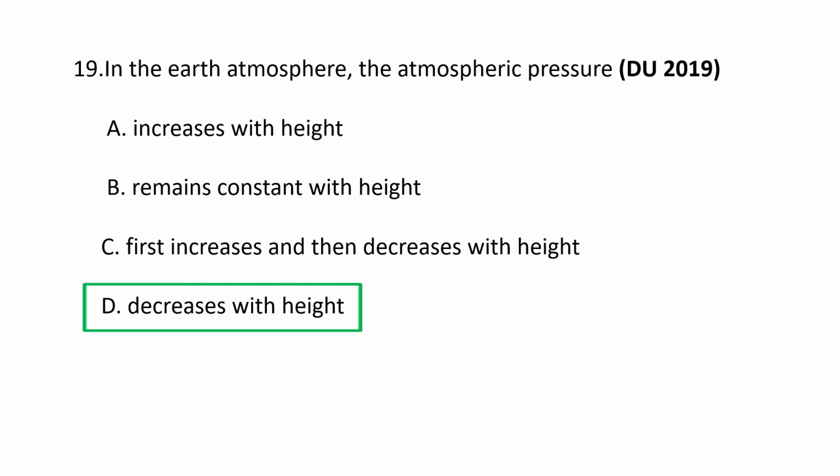Decreases with height. Atmospheric pressure decreases with increasing altitude in Earth's atmosphere. This is because air is denser closer to the Earth's surface due to gravity, and the weight of the air above exerts pressure on the air below. And as we go higher, there is less air above, resulting in lower air density and therefore lower atmospheric pressure.